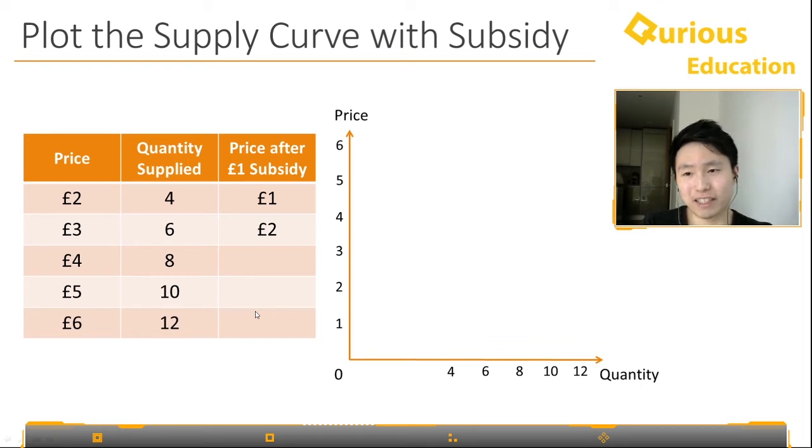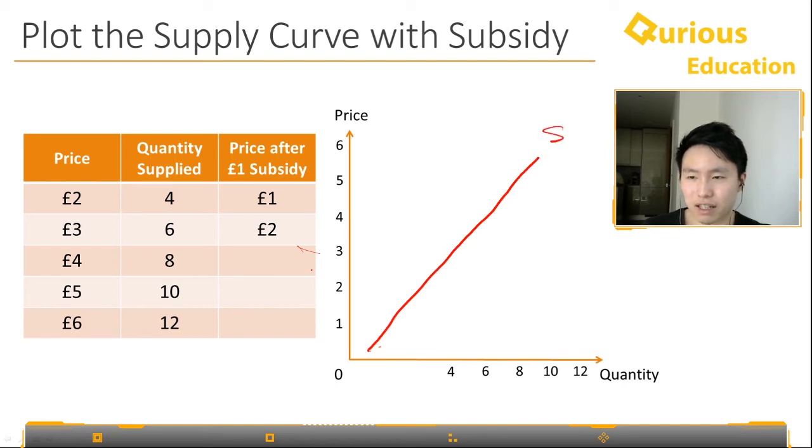While you're doing that, let me just draw out the original supply curve. This is the original supply curve. Okay, so hope you have some thought about it. If the price is £4 for bread, then after the subsidy, it should only cost £3.